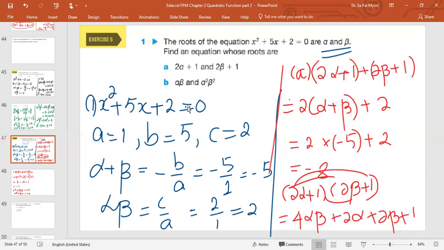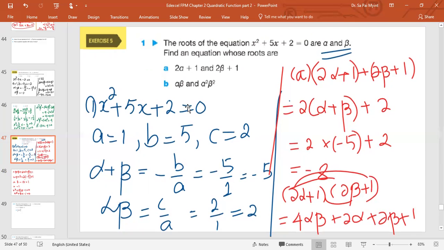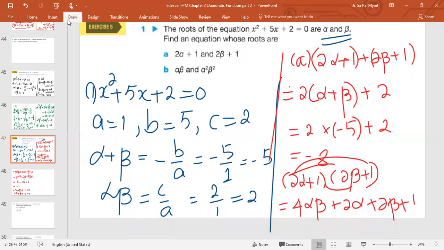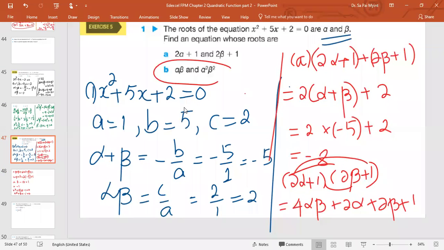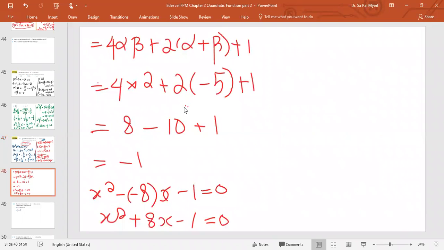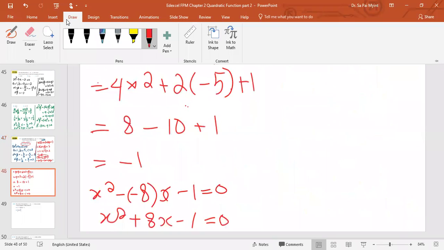Okay, and then you can find 1B. B is alpha, beta, and alpha square, beta square. There are 2 roots like that, no? So first you need to add these 2 roots. Find alpha, beta, and alpha square plus beta square. This is number B.